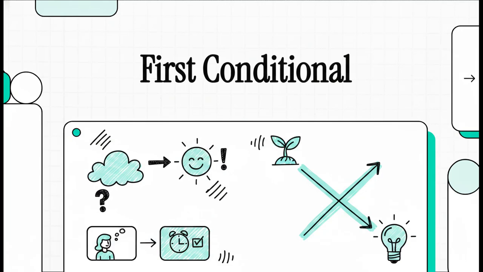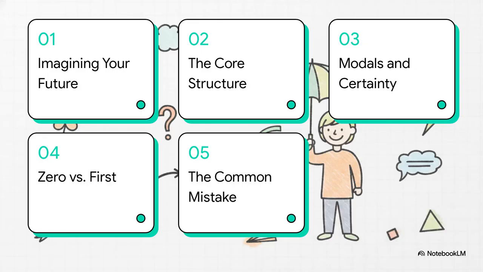Welcome to this explainer on the first conditional. If you're a Brazilian English learner at the A2 level, you're exactly where you need to be. Today, we're going to focus on how to talk about real, possible future events. We'll look at how to actually build these sentences and, crucially, how to avoid a really common mistake for Portuguese speakers. Let's jump in.